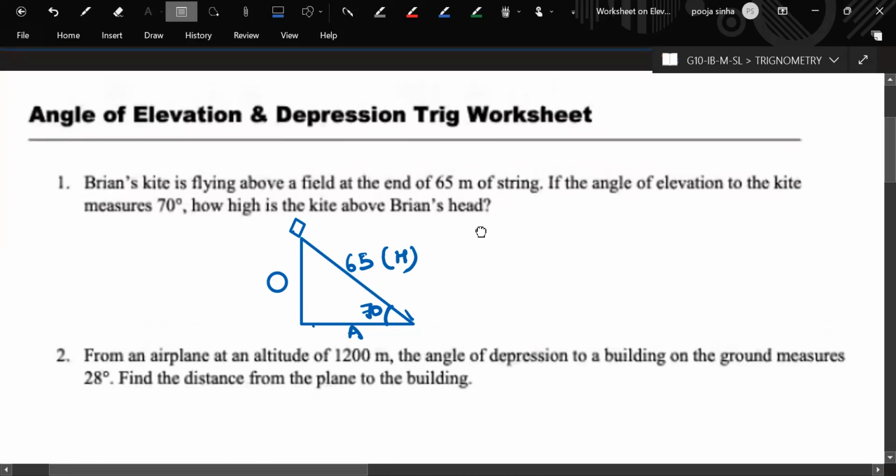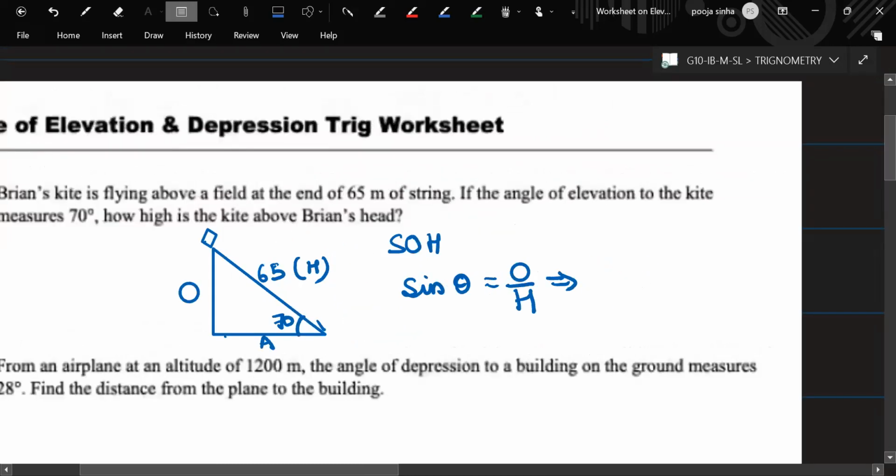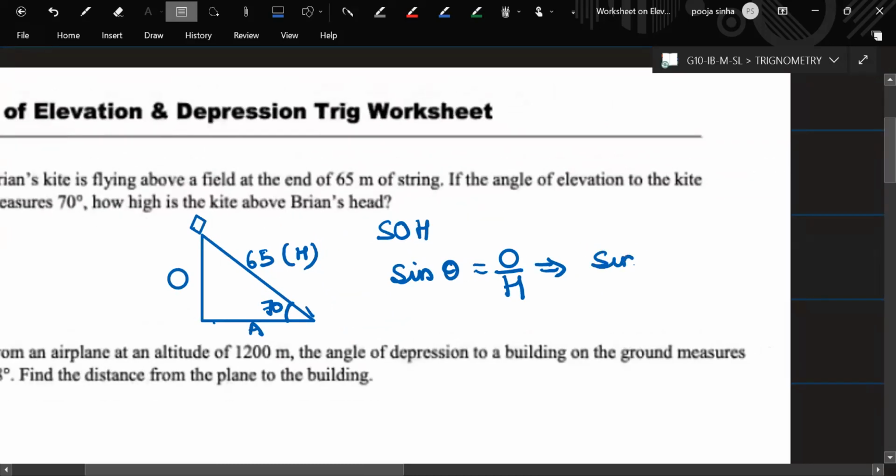So we will use SOH, which means sine theta is equal to O upon H. Theta is how much? 70. So sine 70 degrees is equal to O upon H. O we don't know, and H is 65. So 65 sine 70 degrees is equal to O. Put it in the calculator and give me the final answer.